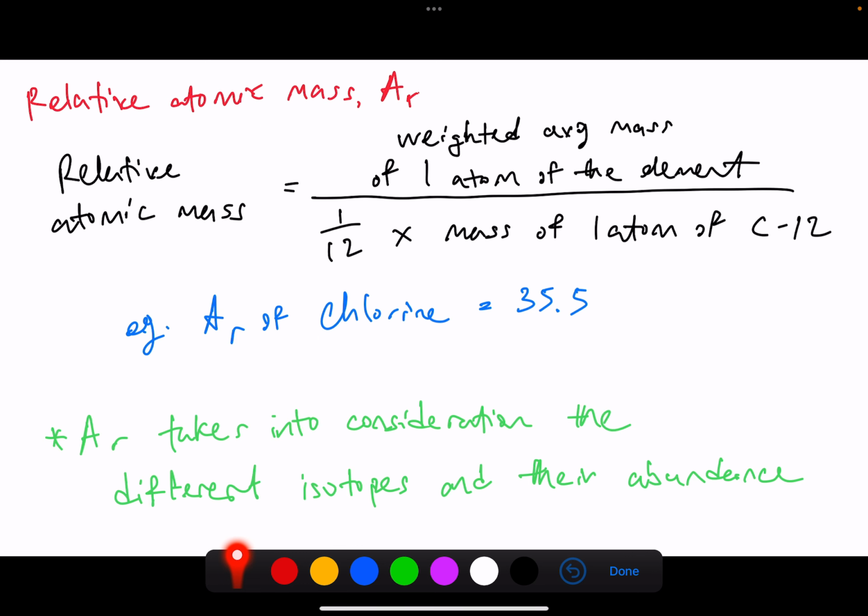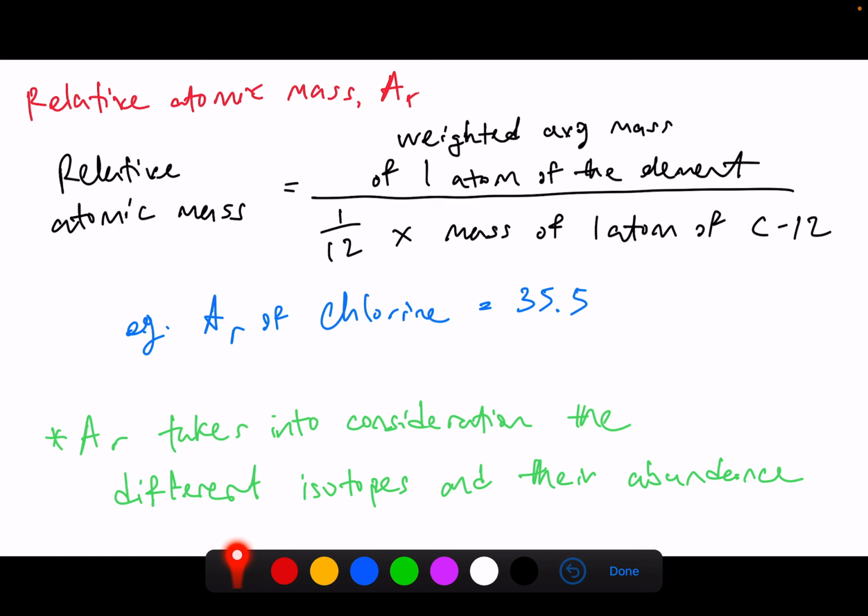Okay, moving on. Earlier we talked about the relative isotopic mass. Now we'll talk about the relative atomic mass, which is seen by this symbol here, A subscript r. The definition is very similar to earlier. The only difference now is that this is a weighted average. So why is there an average in this case?